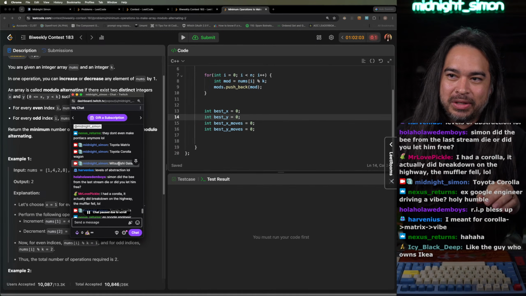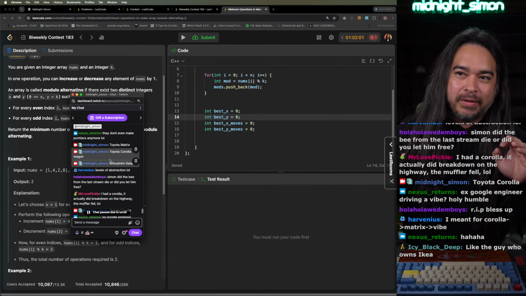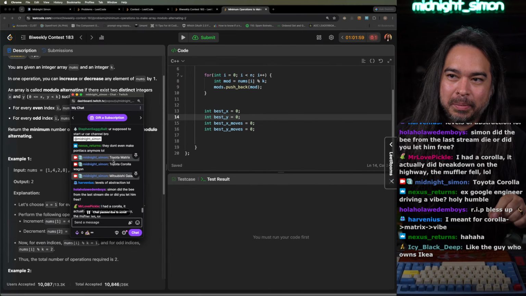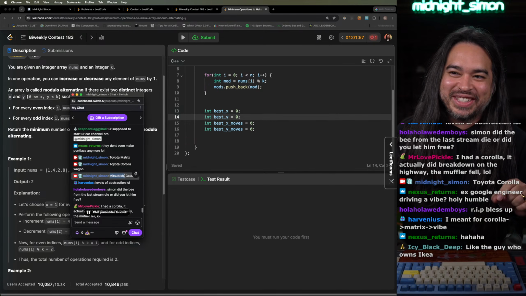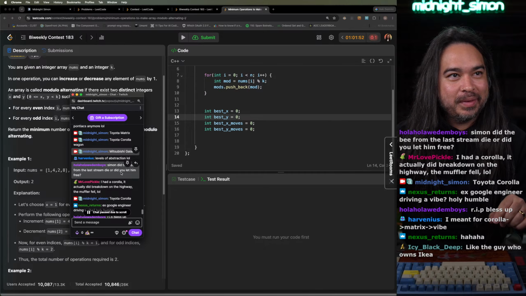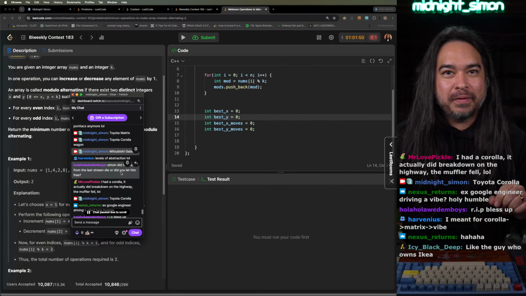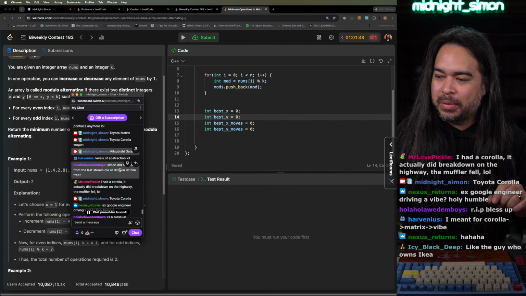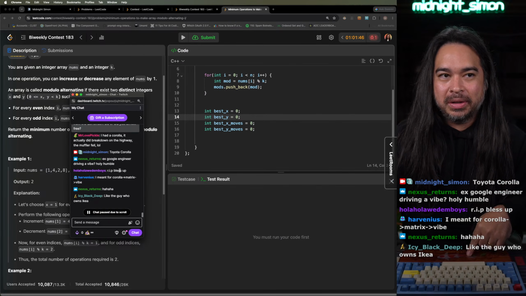Before my Mitsubishi Galant, I had a 2009 Pontiac Vibe. Before that was a 2009 Mitsubishi Galant. Before that, 2004 Corolla? No, 2001 Toyota Corolla.